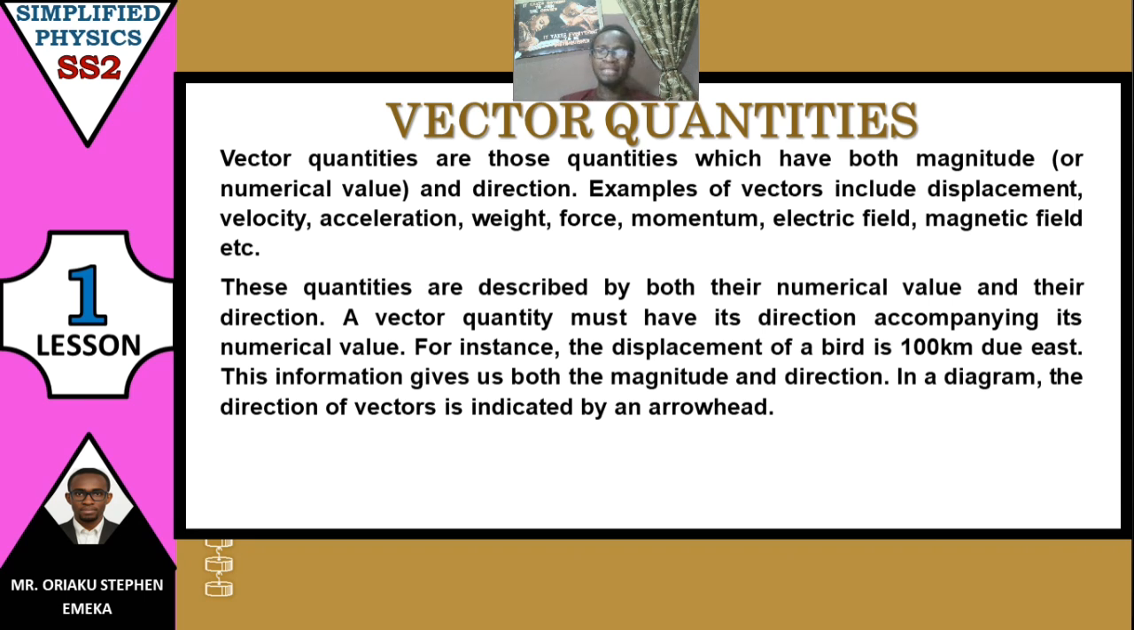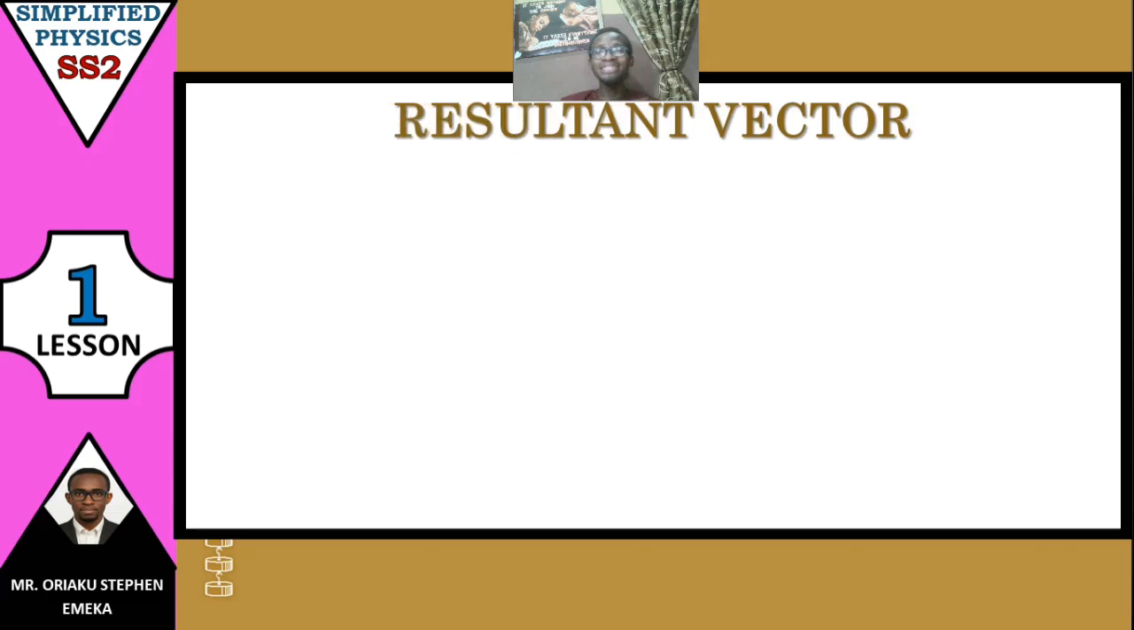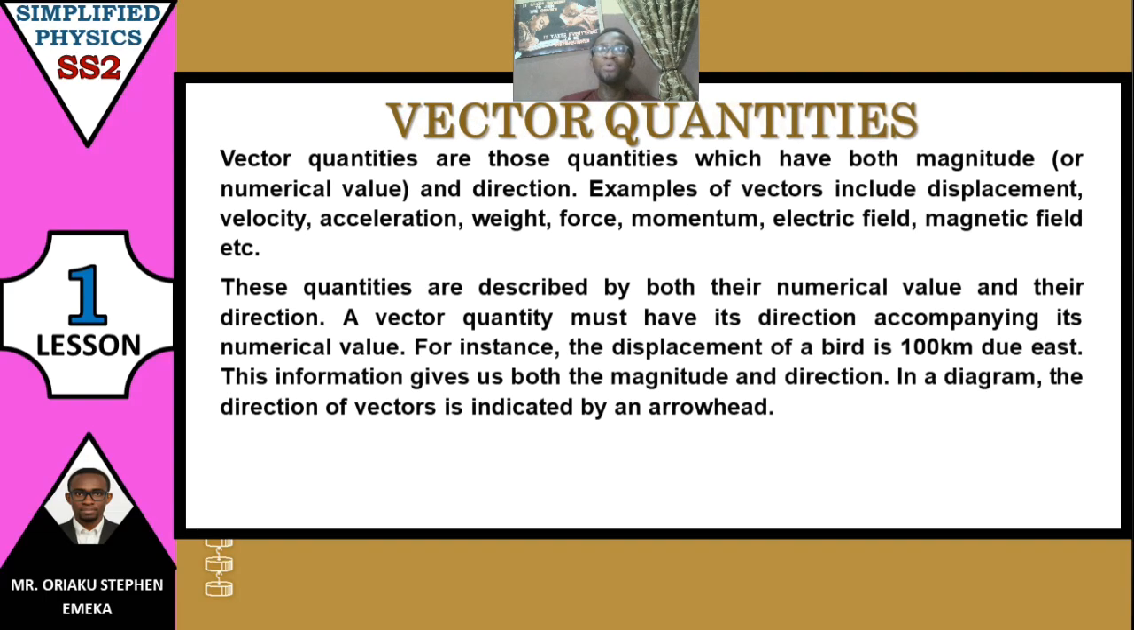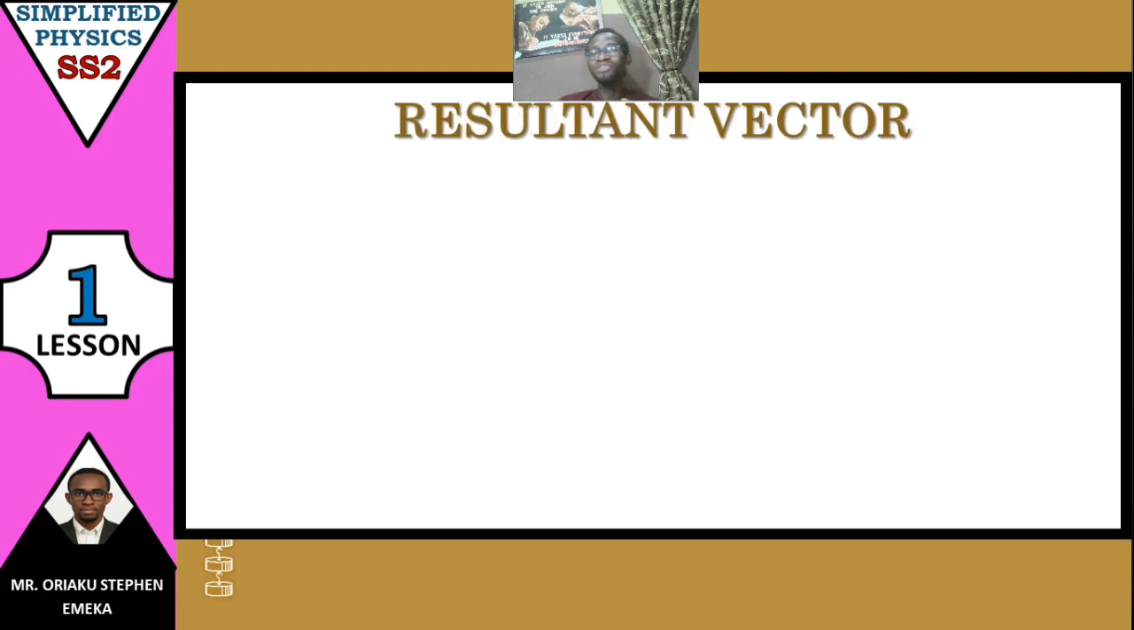Now look at this instance here. The displacement of a bird is 100 km due east. Now from that instance, we see that we have a numerical value which is 100 km and we have a direction which is due east. Note, vectors are always indicated with an arrowhead.